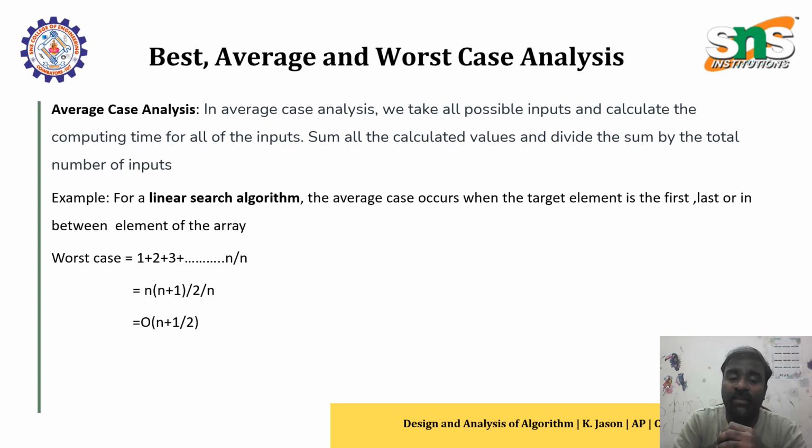How will you find the average case? Maybe the first position, the first element, or second element, or third element, or tenth element. So the sum of all calculated values is divided by the total number of inputs. So big O of n plus 1 by 2. This is called the average case.